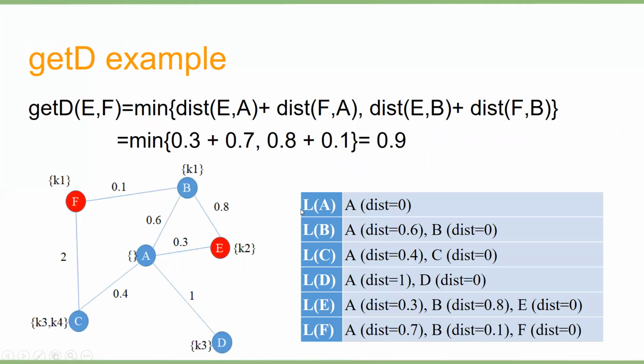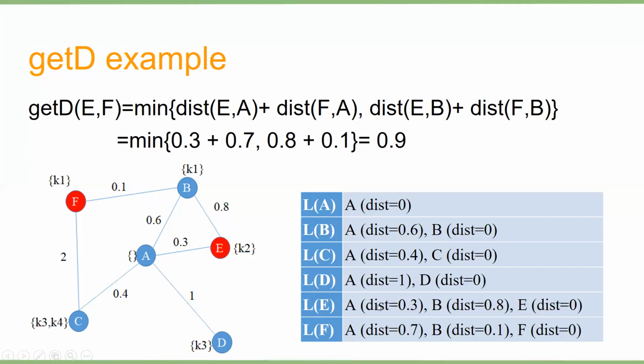Let's see an example. For each vertex, we have a label set. Each entry is a node and the distance between A and the node. You can see the distance between C and A is 0.4. We sort it according to A, B, C, D, E. It has A, B, E. Now let's see how to calculate the distance between D, E, F.